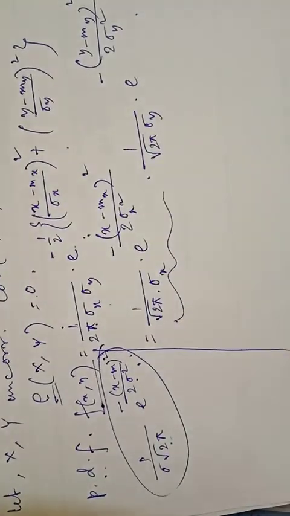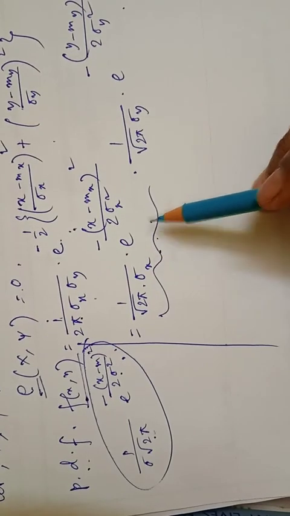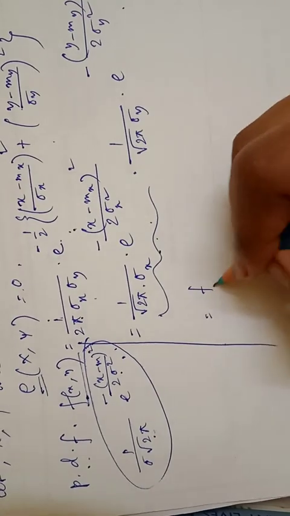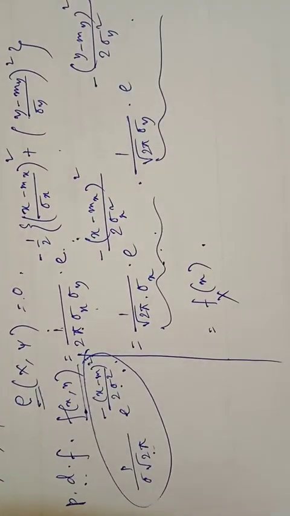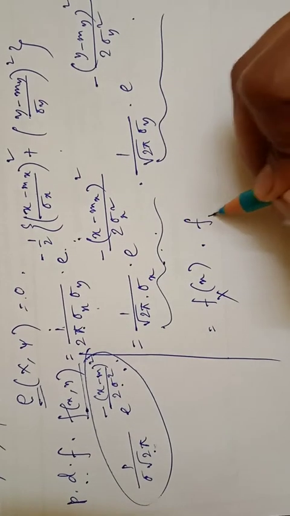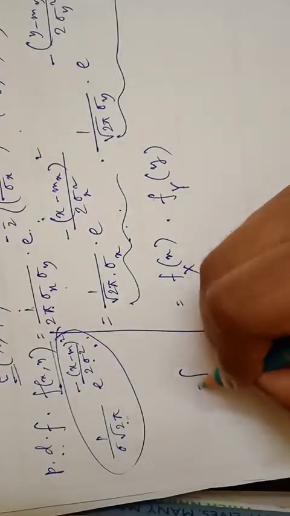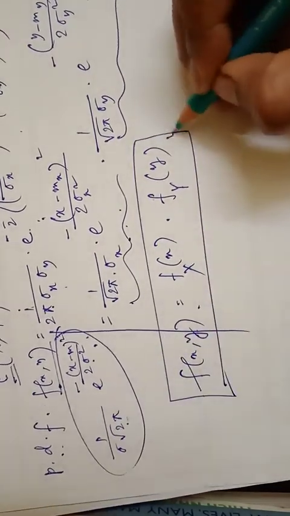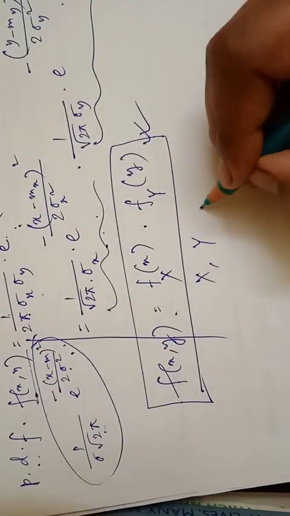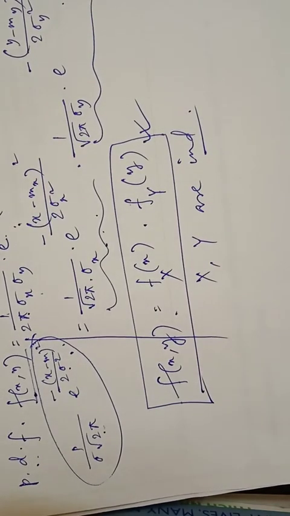Now check, this is the probability density function for a single normal variate capital X, so we can write it f_X(x), and this part is the probability density function for the single normal variate capital Y, so we can write it f_Y(y). So we started with f of xy and we ended at this equation. So this denotes that x and y are independent. This proves the theorem.